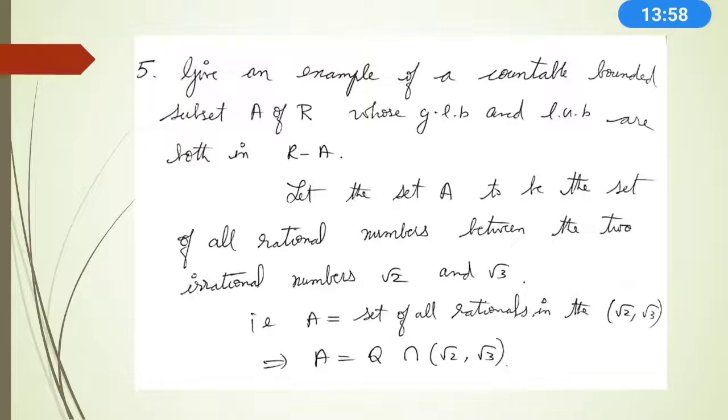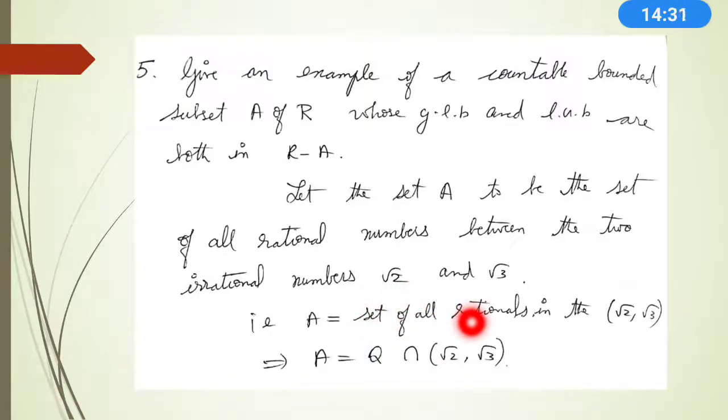We'll see. Let A be the set of all rational numbers between two irrational numbers, root 2 and root 3. Root 2 and root 3 are irrational, we know. We can find an infinite number of rational numbers between these two, isn't it? So take those elements, the set of all rationals between root 2 and root 3. Now what is A? Rational numbers intersection the open interval (root 2, root 3). It's an open interval, which means you are not considering root 2 and root 3. We are considering only the elements between root 2 and root 3, and only the rational numbers, and we are taking that to be A.